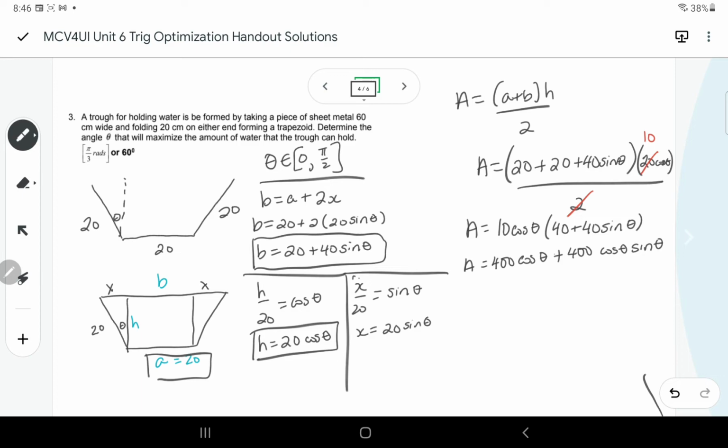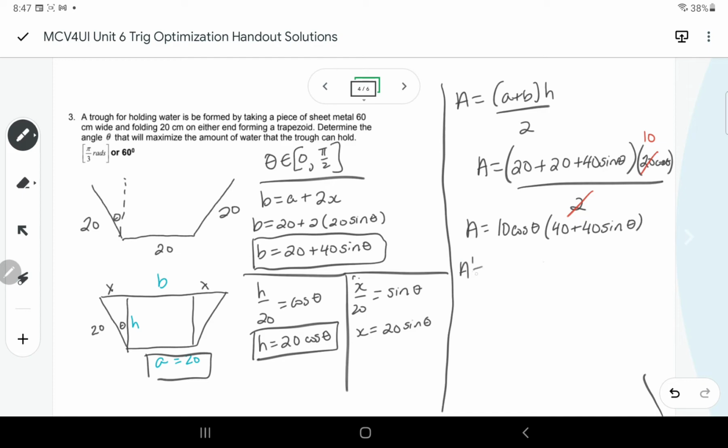You know what, maybe I won't multiply that in because I'm going to have product rule here. And I would have product rule in the previous one. I think I might just leave that. So now I'm going to find the derivative because that's where we want to find the maximum value of area.